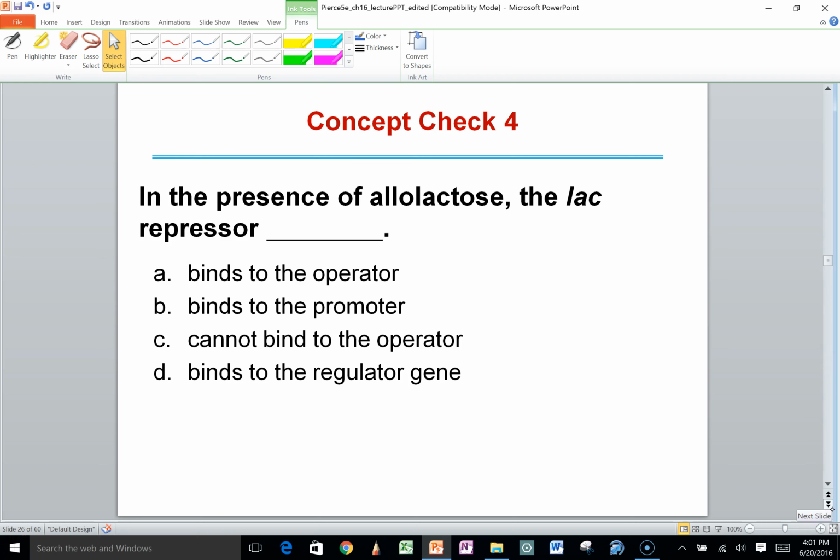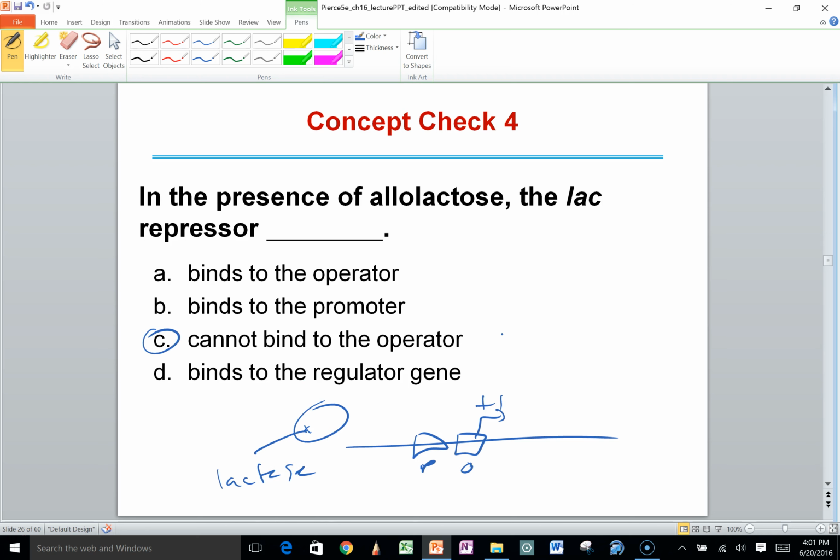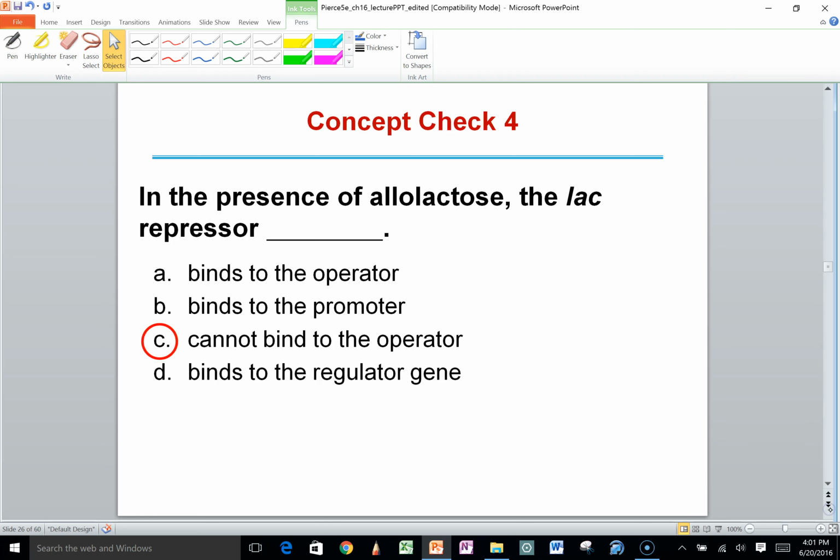So in the presence of allolactose, the Lac repressor binds the operator? I don't know. Let's draw it out. We've got a promoter, we've got an operator, which we now know overlaps that. Presence of lactose, the repressor, lactose is bound there, so it cannot. Let's see if we got it right. Got it right.